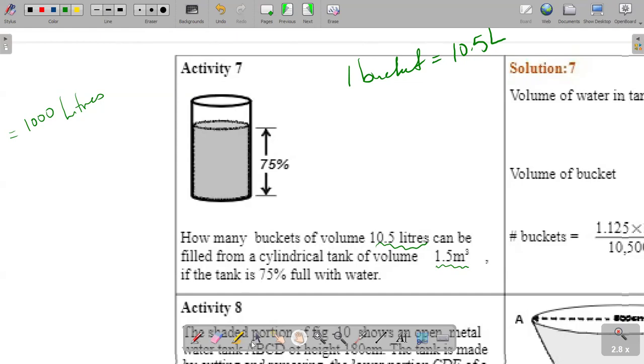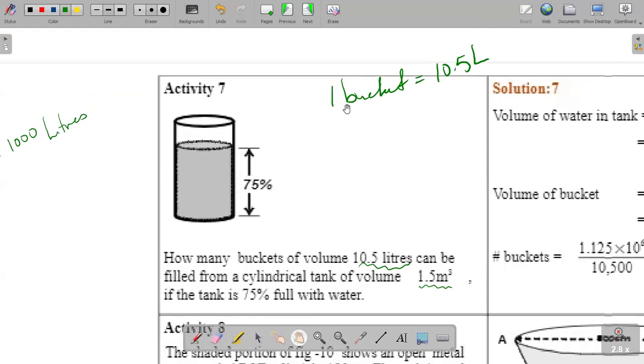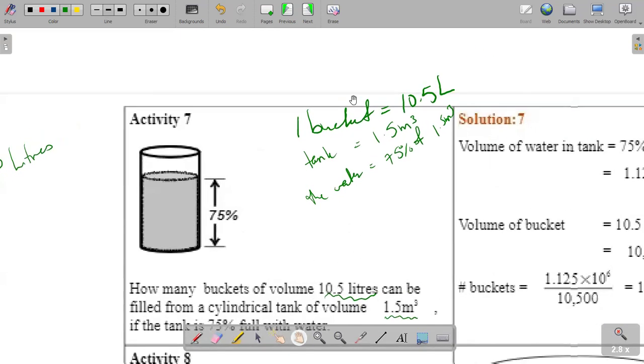Let's list out all the information. Excellent. So I've listed one thing already. The first thing I listed is that 1 bucket is 10.5 liters. What other information do I have? I have that the tank is 1.5 meters cubed. And then I have that the water is equal to 75% of the tank. But what is the tank? The tank is 1.5 meters cubed. So I have the 3 pieces of information I need.